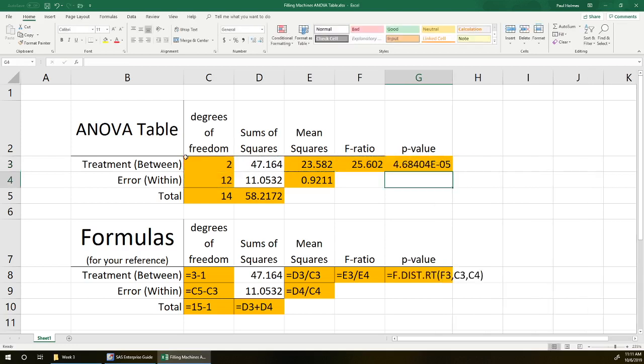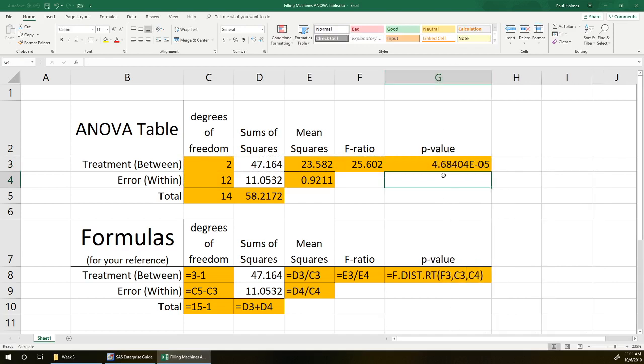So we get a very small number, 0.00004684. This is much, much less than our 5% threshold, so we would reject our null hypothesis of equality of means in favor of our alternative hypothesis that the means were not all equal.